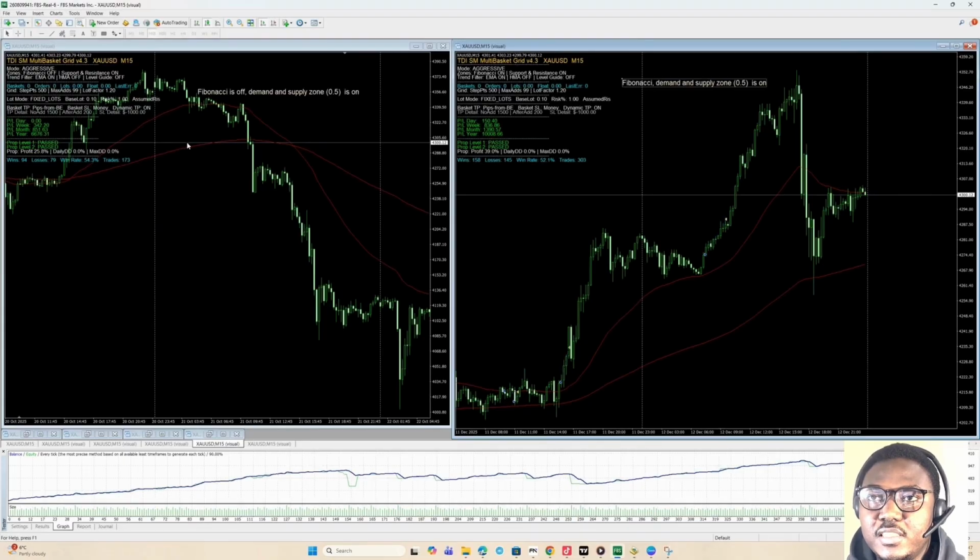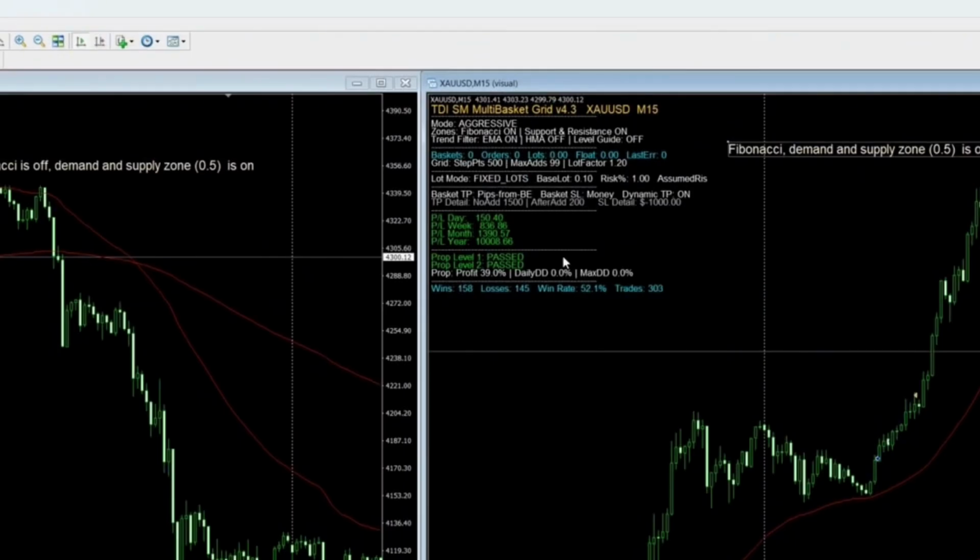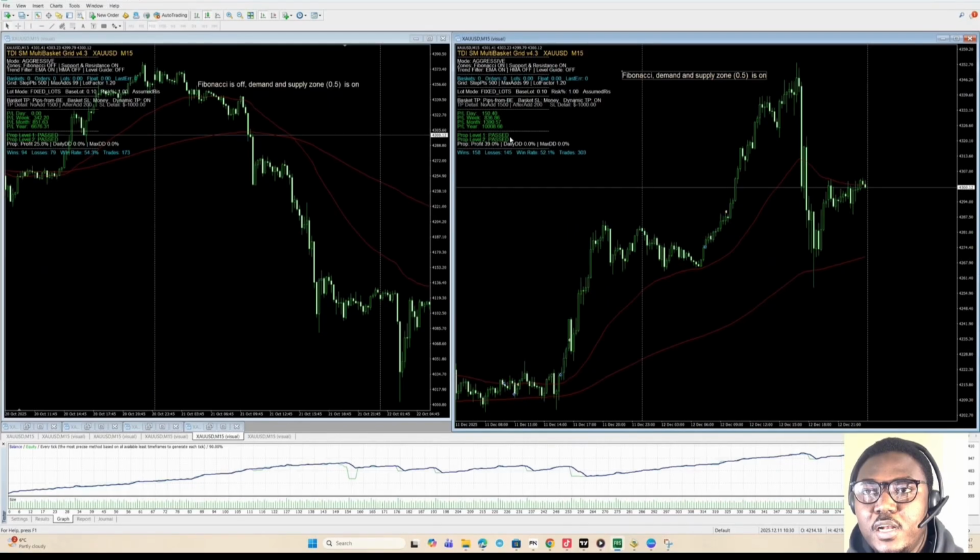First of all, you can see this very nice dashboard that shows you a summary of what the indicator is doing. And there's a piece at the bottom here that also tells you how it has performed relatively if you are working on a prop firm account. So it shows you when you pass level 1, it shows you when you pass level 2, based on the prop firm rule that you are trading with.